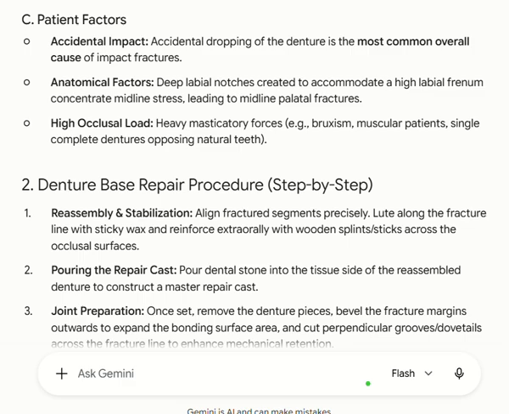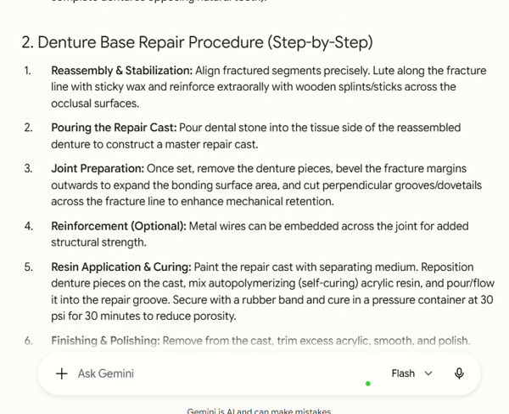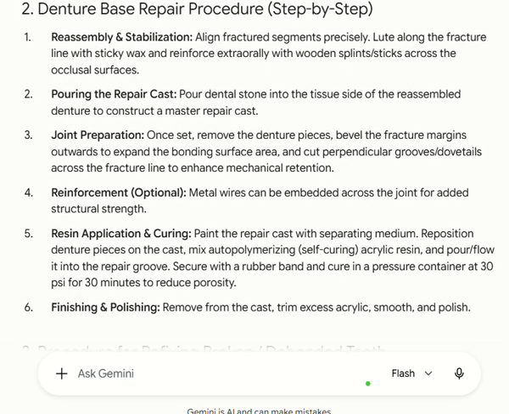4. Denture base repair procedure, step-by-step. Reassembly and stabilization: align fractured segments precisely. Lute along the fracture line with sticky wax and reinforce extraorally with wooden splints, sticks across the occlusal surfaces. Pouring the repair cast: pour dental stone into the tissue side of the reassembled denture to construct a master repair cast.